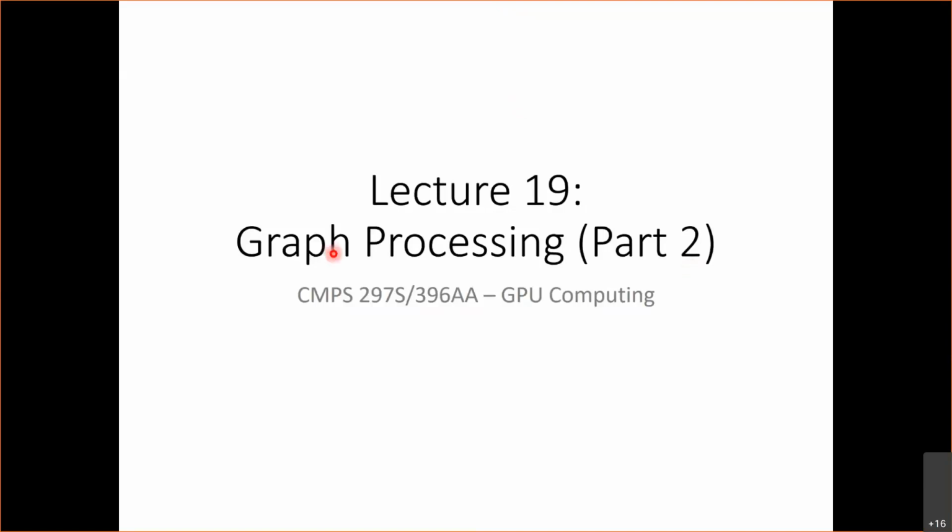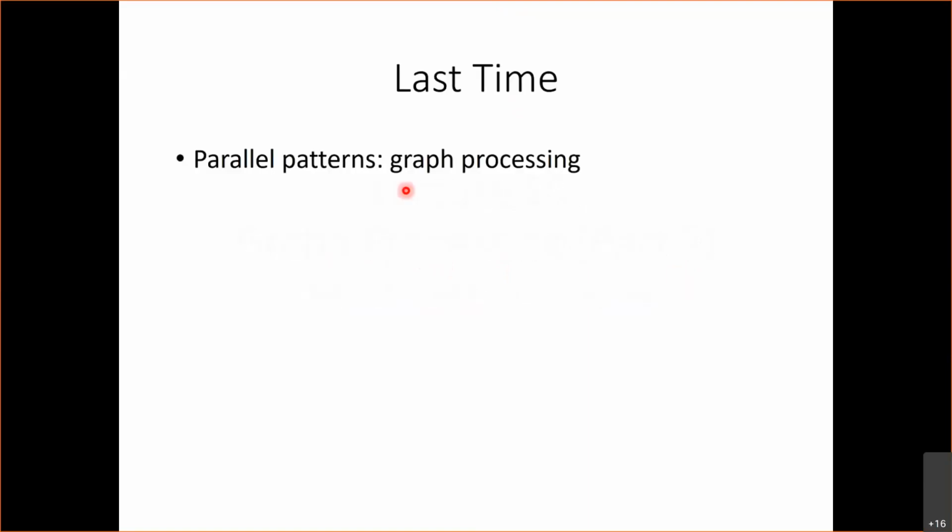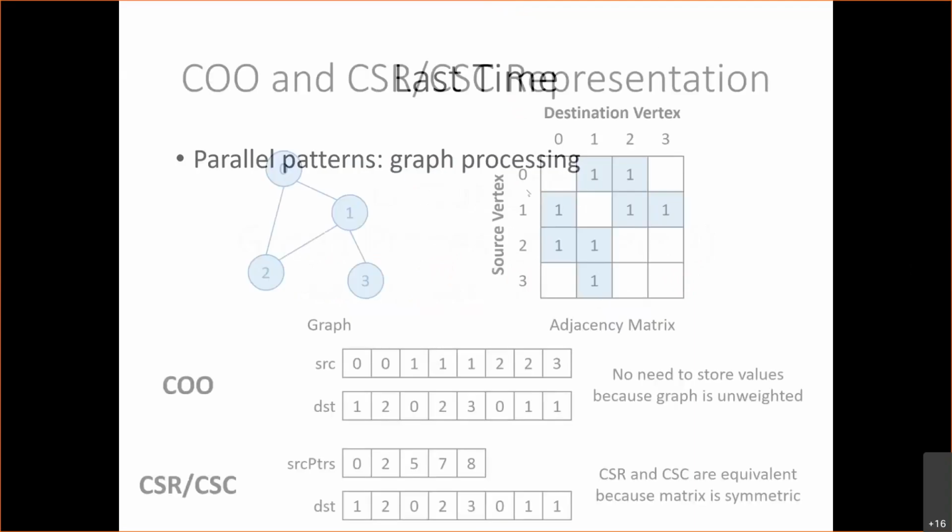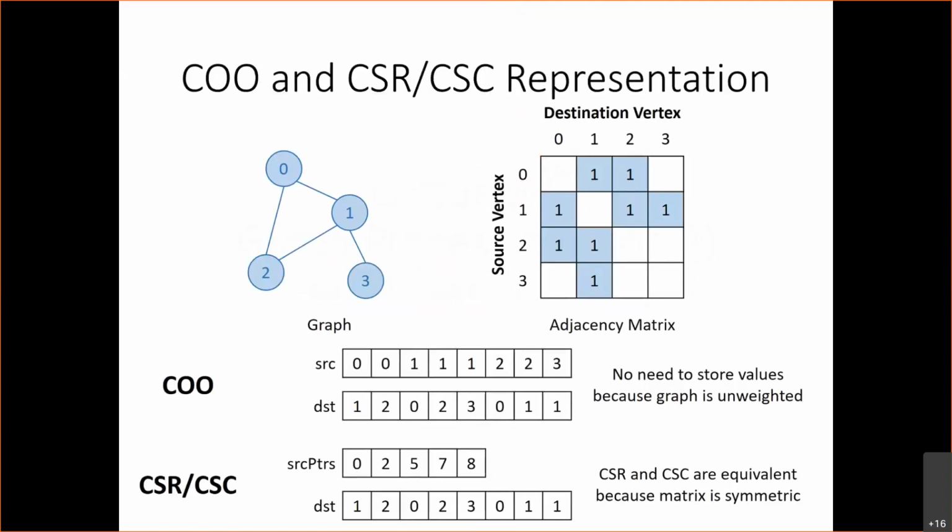Today, we're going to continue talking about graph processing. So last time we started, and today's lecture is just a continuation of last time's lecture. Last time we started talking about graph processing. We said that graphs are usually represented as adjacency matrices, which are sparse matrices. So we can represent graphs using the same formats that we use to represent sparse matrices.